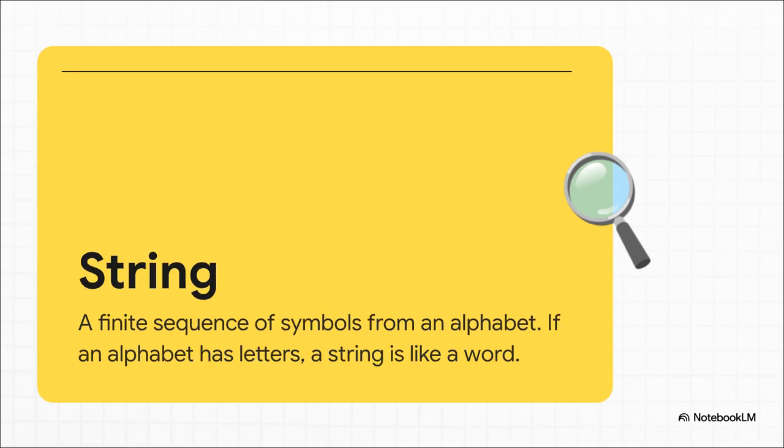Okay, so once we have our alphabet, we can start making strings. And a string is just a sequence of those symbols. That's it. It's just like how a word is a sequence of letters. Now, there's a really crucial idea here: the empty string. It's a string with 0 symbols, often written with the Greek letter epsilon. Think of it like an empty folder on your computer. It definitely exists, there's just nothing inside it yet.